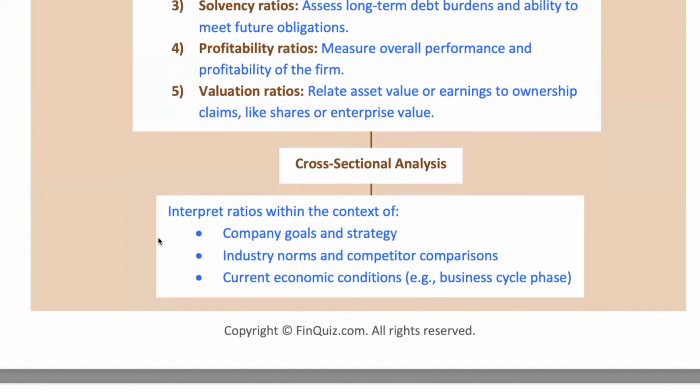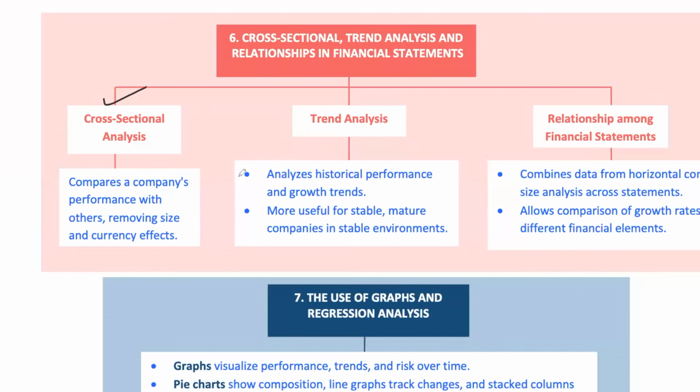Now, moving on to how we actually use these ratios. There are 2 main ways. 1, cross-sectional analysis. This involves comparing a company's ratios to those of its competitors. It's like a sports league. You're seeing how your favorite team stacks up against the rest. 2, trend analysis. Here, we're comparing a company's ratios over different periods. Is the company getting better at managing inventory? Is its profitability improving over time?